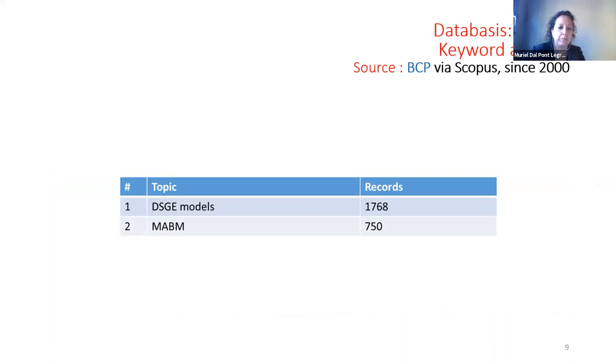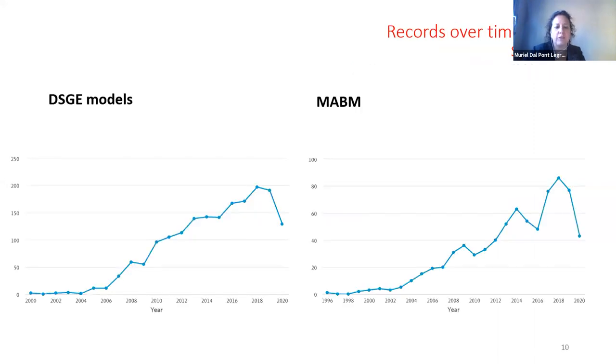And we find many papers, of course, dealing with DSGE models and fewer papers dealing with macro agent-based models, but quite a few, in fact. And you can see that, as you could expect, there is an increasing number of papers, but this first draft analysis gives interesting elements.